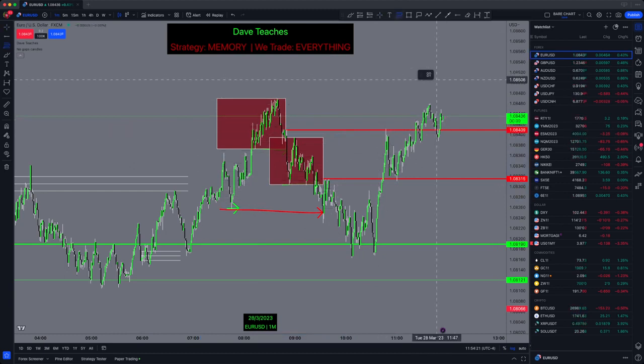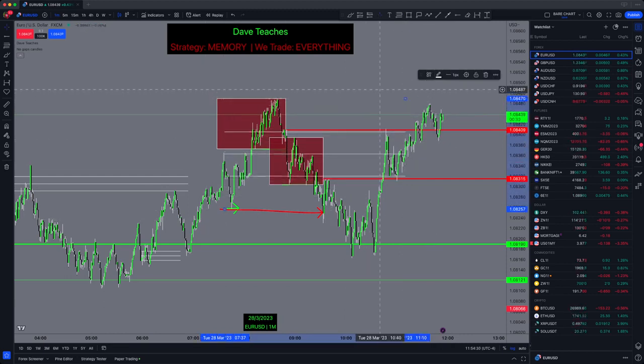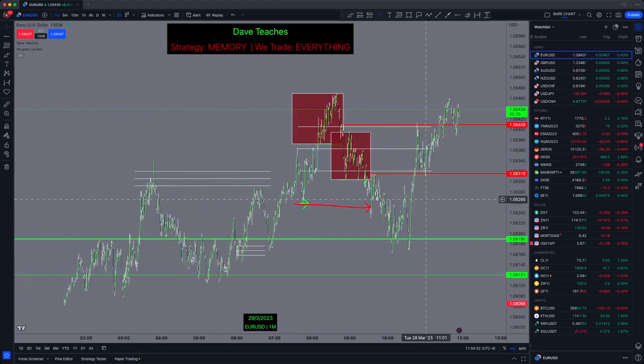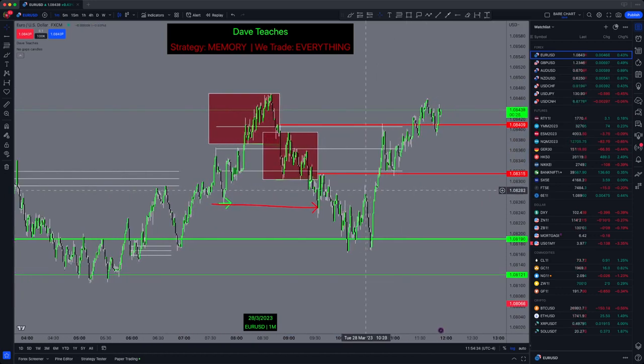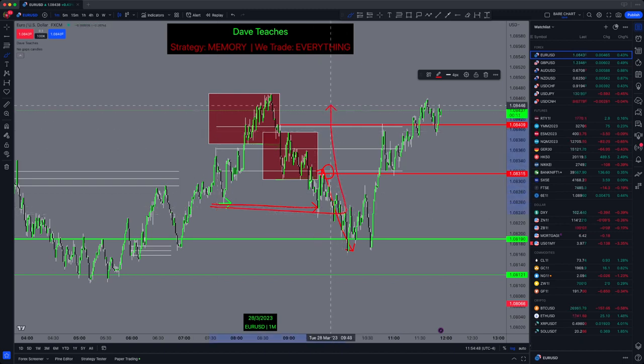Let me change this fib and just make sure. Yeah, so see right here, we would have just missed the 30% right here. Just missed that 30%, and then you see a shift down. Why? Because this is a zone from the higher time frame.